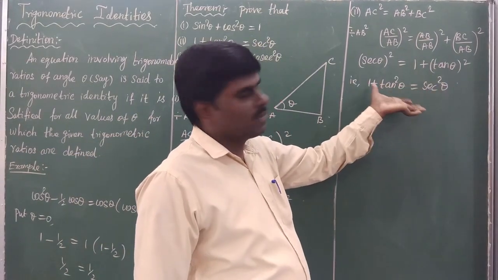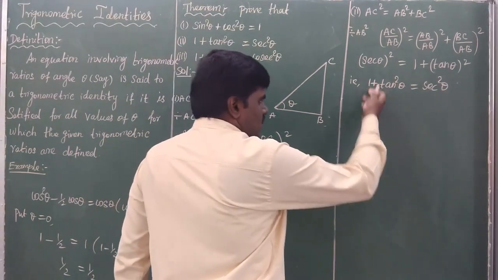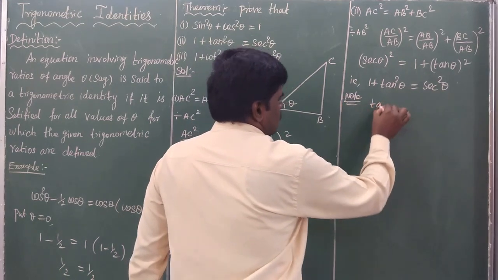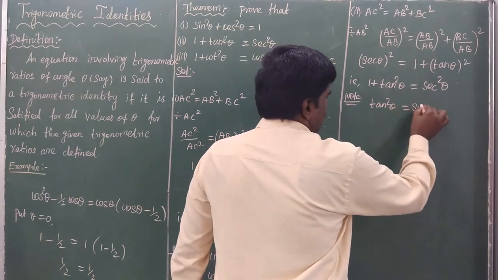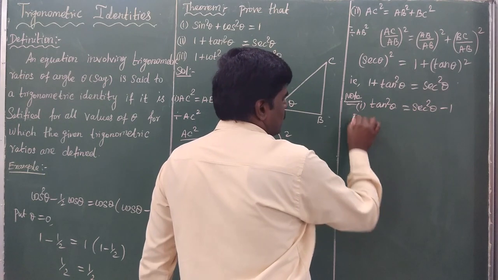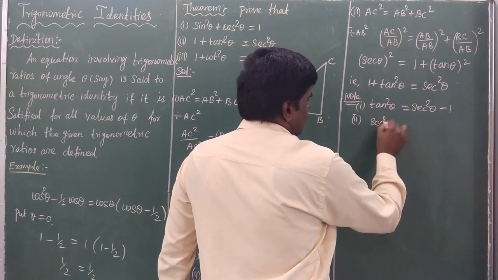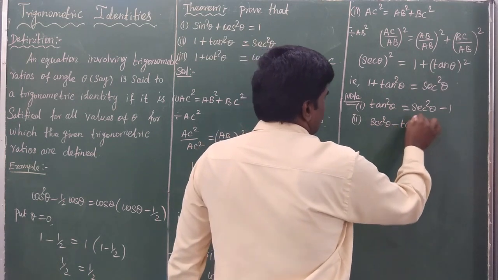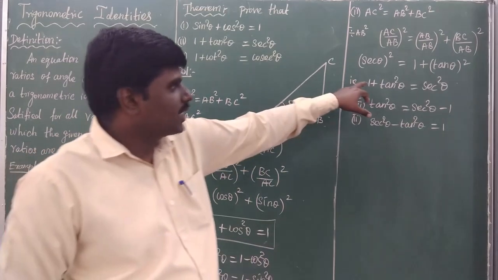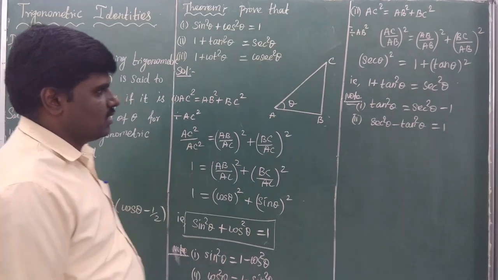You get multiple different forms of the concept. Tan square theta is equal to secant square theta minus 1. Or secant square theta minus tan square theta is equal to 1. The form changes slightly, but first learn thoroughly the one formula: 1 plus tan square theta is equal to secant square theta.